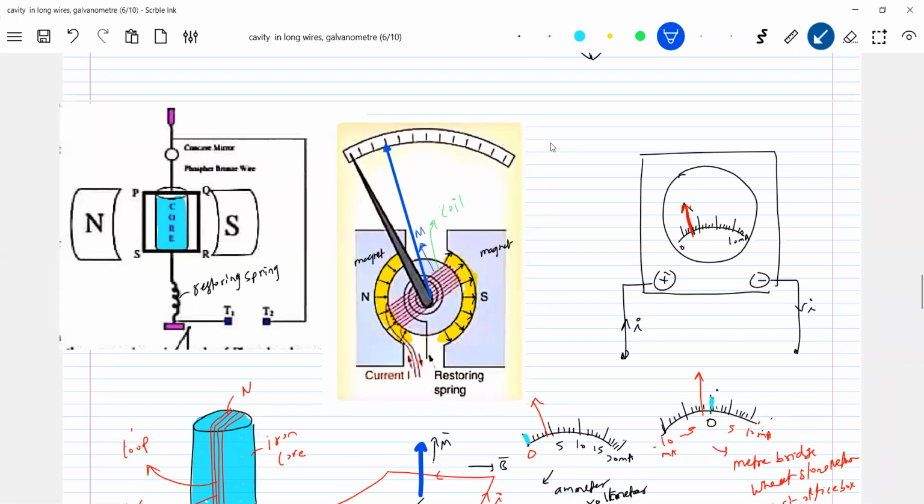So you can see that one. If current is 0, it'll be here. Now I'll increase current. It's 1 milliampere. Then some torque is acting. Torque due to dipole moment is acting.